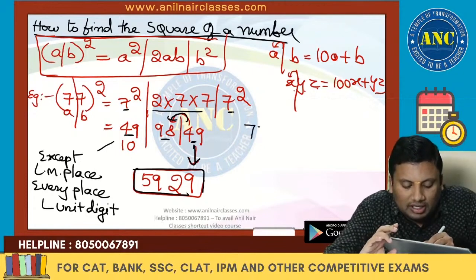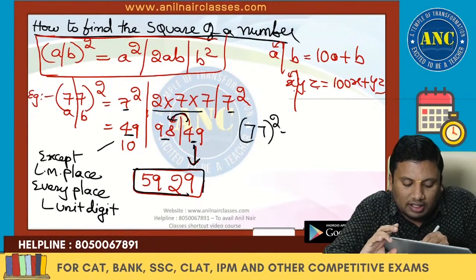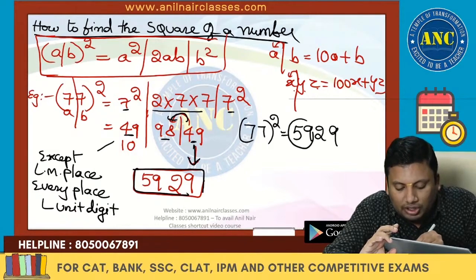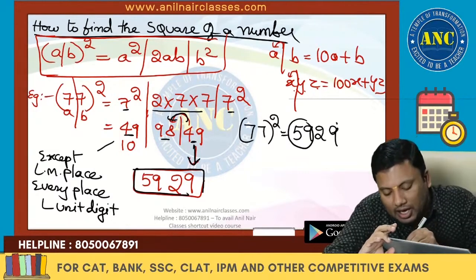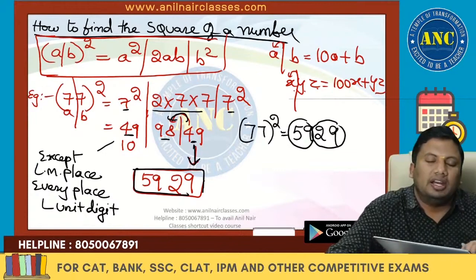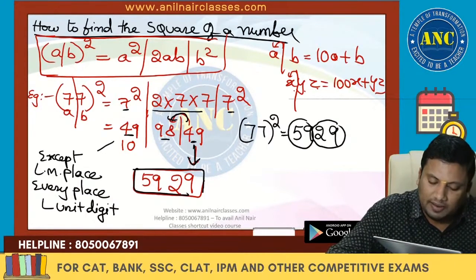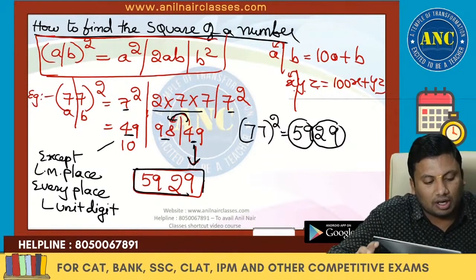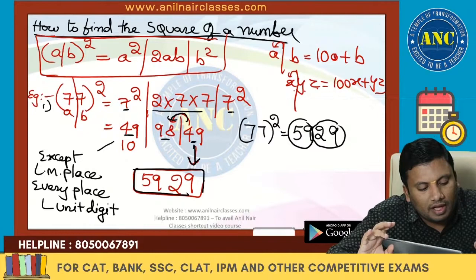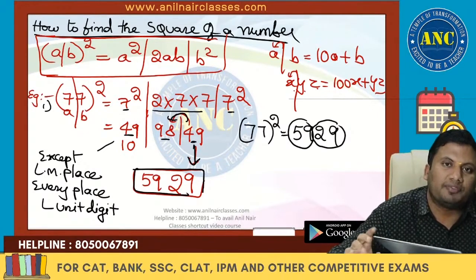If you observe, 77 whole square is nothing but 5929, where the first two digits 59 are a prime number and the next two digits 29 are also a prime number. This is one of the 4-digit perfect squares where the first two digits are a prime number and the next two digits are also a prime number. 77 whole square is 5929.